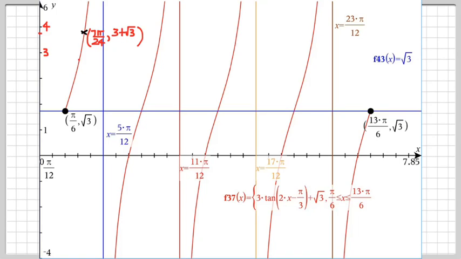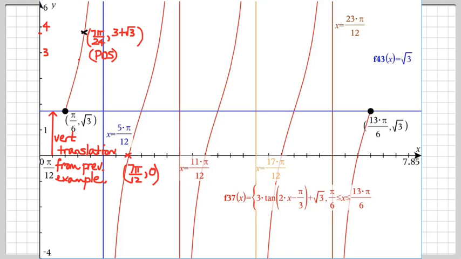Let's see. There's the point of scale. That was a bit hard to work out, but I worked it out with decimals, and then I put it in about the right spot. Okay, so that's that one. That's the point of scale, and here, that's gone up by root 3. So that's a vertical translation from the previous example, and these are our new x-intercepts.